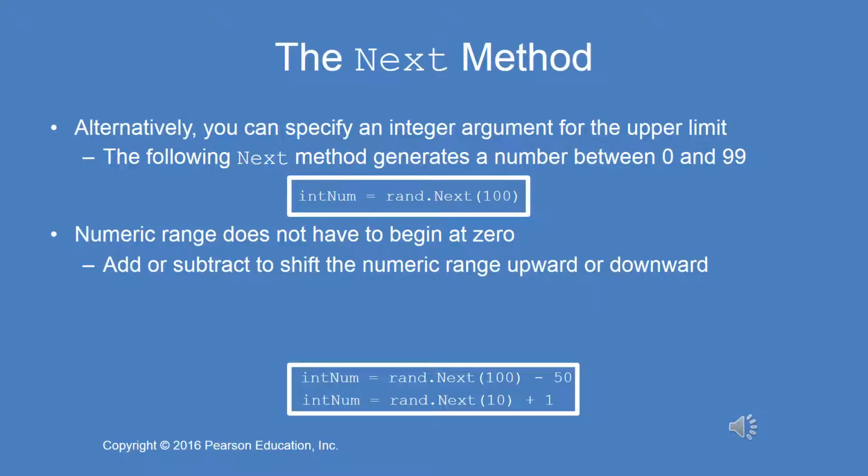So we haven't really manipulated the range of the next member function during the call. It's after it's called and resolved that we subtract 50 from it. In the second example, we want to go from 1 to 10. So rand.next10 will generate a random number between 0 and 9, and then we're going to shift that from 1 to 10 by adding 1 to that. And obviously we're assigning the value to int num at the end of the line of code.